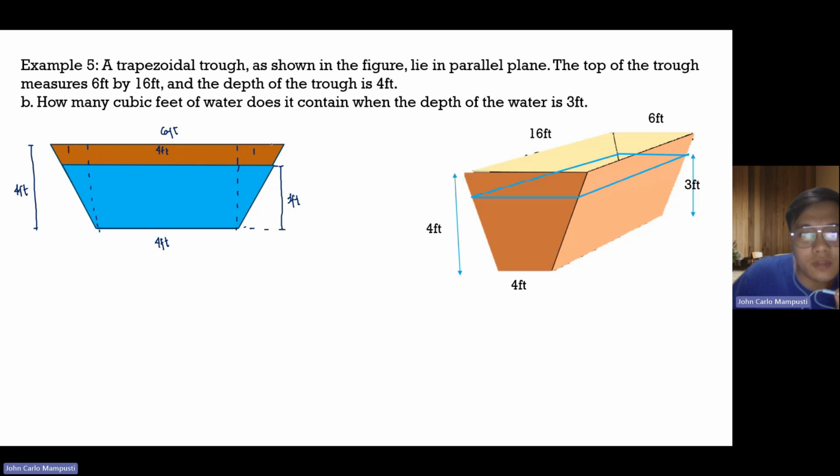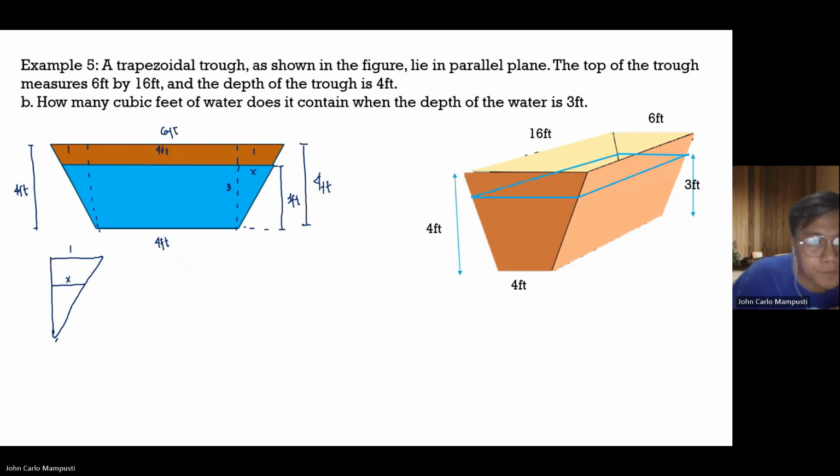Sabihin natin kung ito ay 1, ito ay x. So, this is 3. Ang kabuuan nito is 4 feet. So, dito na papasok yung pinabasa ko sa inyo or yung pina-review ko sa inyo na ratio and proportion. So, this is 1 feet. This is x. Okay, yung kabuuan nito, this is 4.